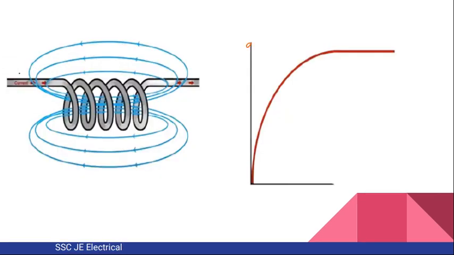So this is the current and this is the time period. When current starts flowing in the inductor, then what happens? The magnetic field will develop across this. When current keeps on increasing, then more magnetic field will develop across this, and it will store the energy in the form of magnetic field.